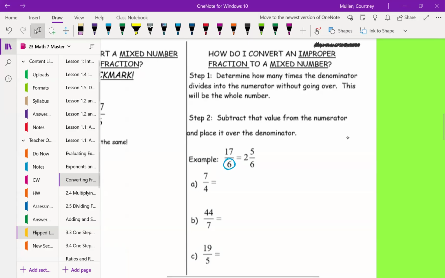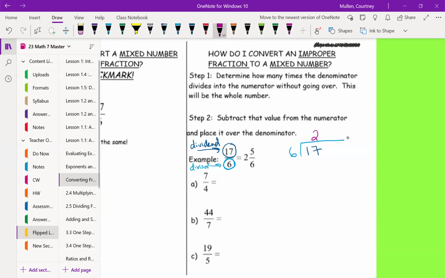So the 6 is called the divisor, and the divisor goes outside the division box. Reminder that the 17 is called the dividend, and that will go inside the division box. Now we're going to start with our division here. So how many times does 6 go into 17 without going over?